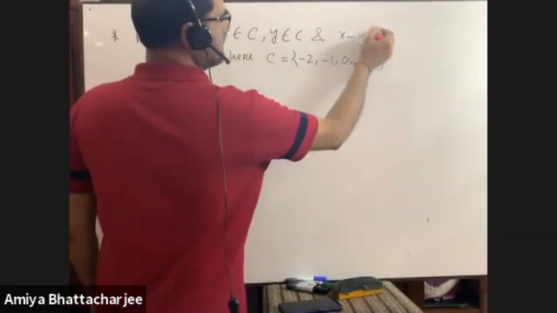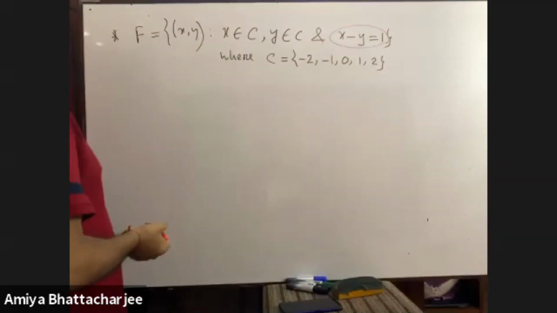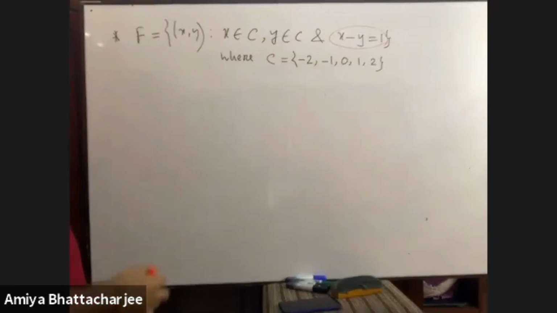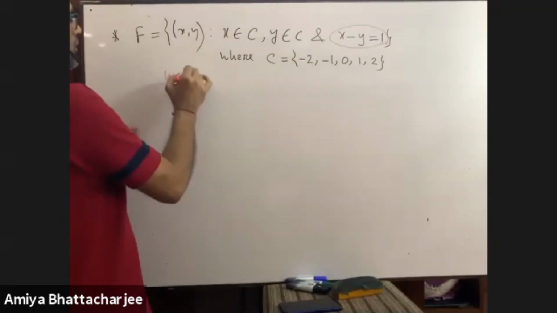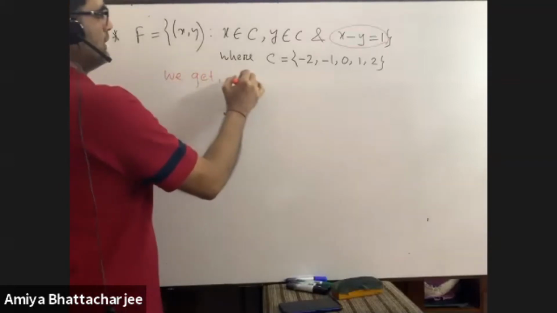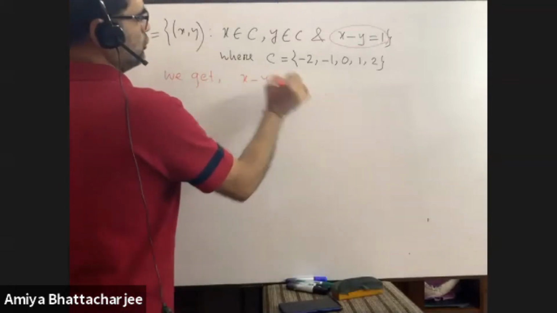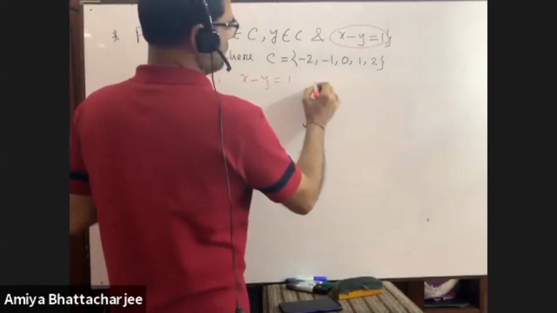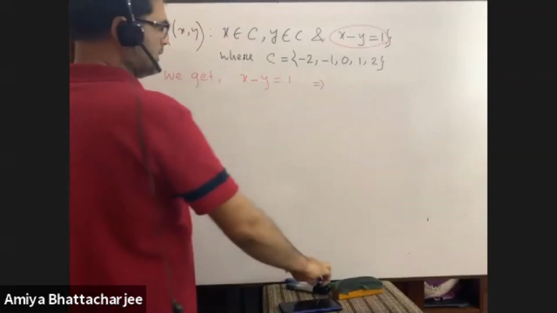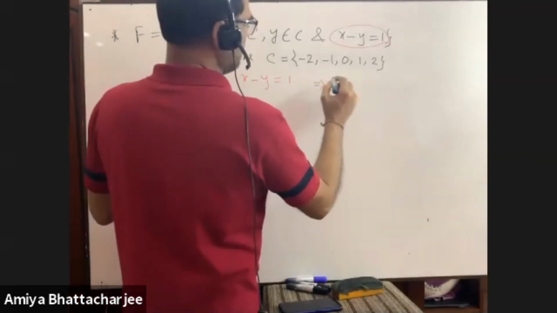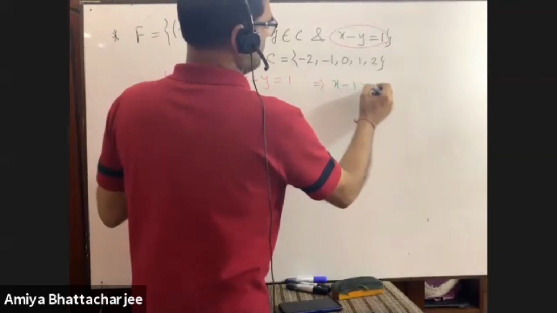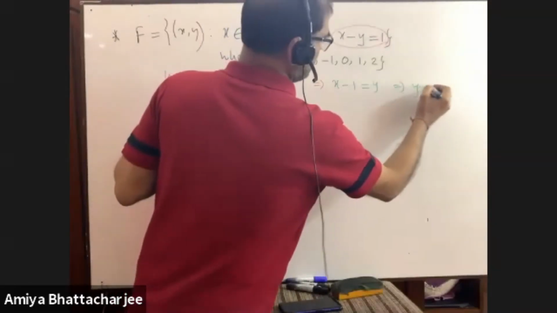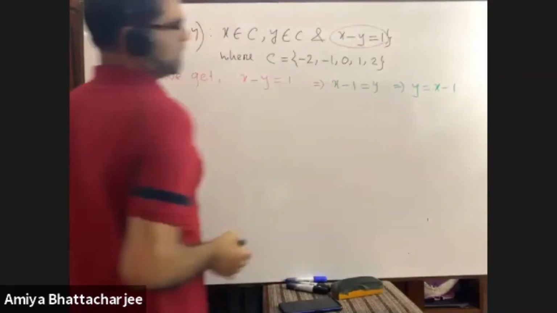From here, you have to find an equation where only y will be on the left-hand side. So you write down, we get x minus y equals to 1. From here, you have to find y. That means what? Can you please tell me what should be written? x minus 1 equals to y. Yes, sir. That means y is equal to x minus 1.